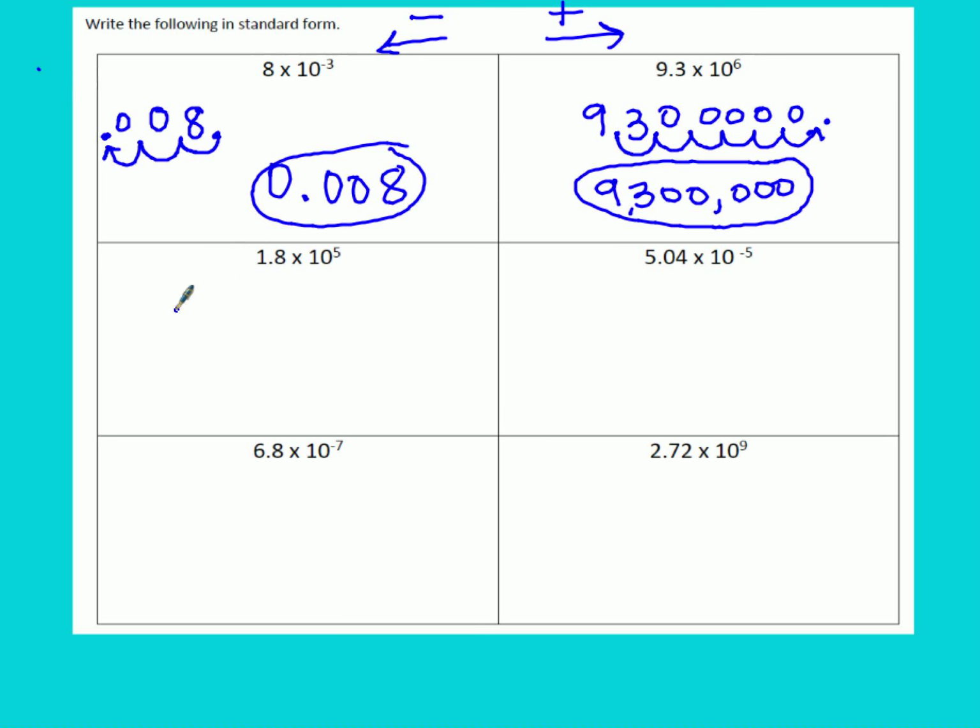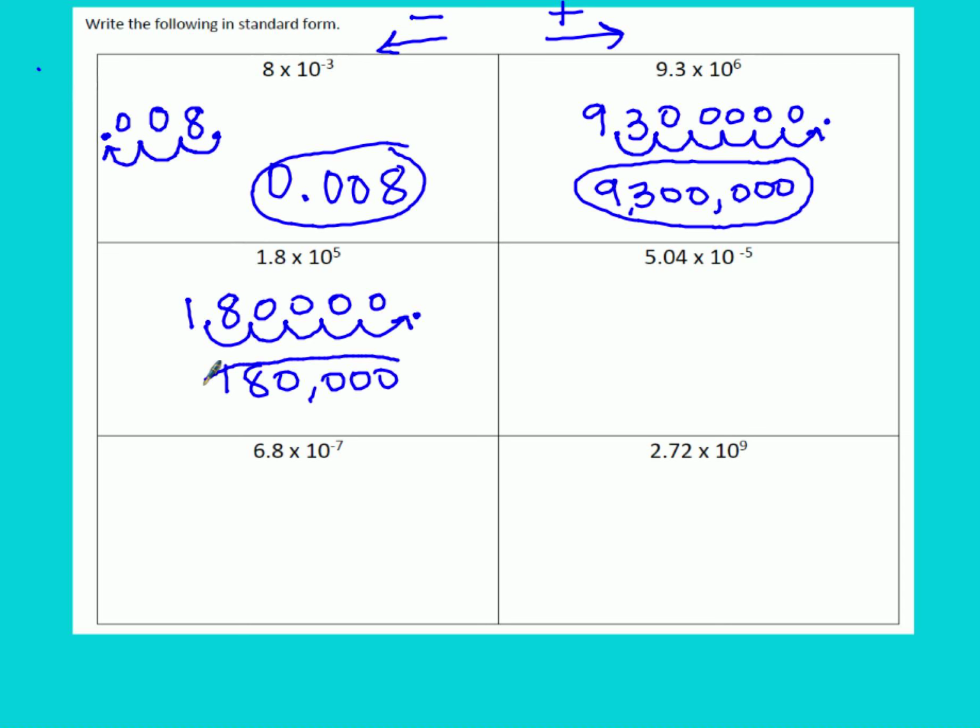Okay, hopefully you've tried this on your own. In this first example that I asked you to try, I have 1.8 times 10 to the 5th. 5th is the positive power, so we're moving 5 spaces to the right, which means we'll add in our zeros, and we get 180,000. That's a number greater than 1, and we had a positive exponent, so that matches. That looks good. In our next example, we had 5.04 times 10 to the negative 5th.